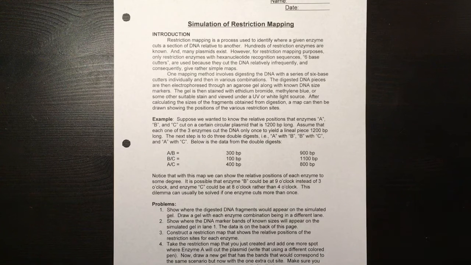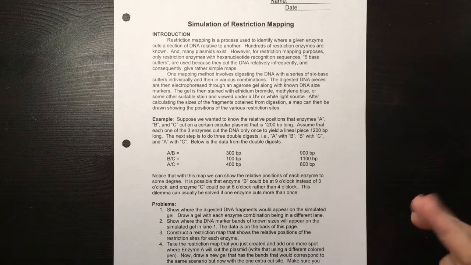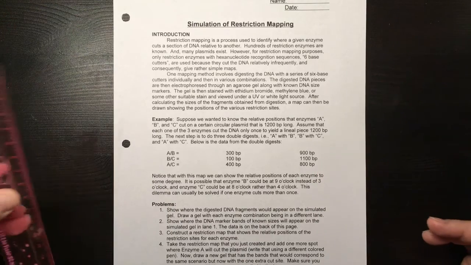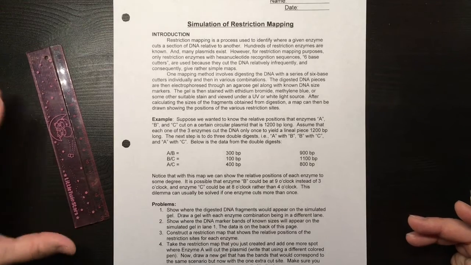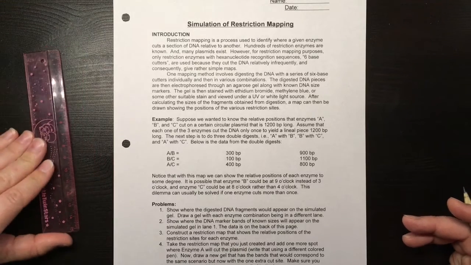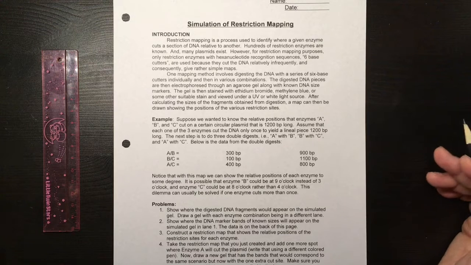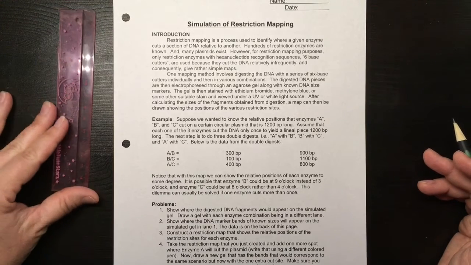All right, I'm going to explain how to do the simulation of restriction mapping activity. In order to do this, you're going to need this worksheet, and you're also going to need a ruler of some kind. Mine is a little girly ruler that's not very long, but as long as it's about 10 centimeters long, you're good to go.